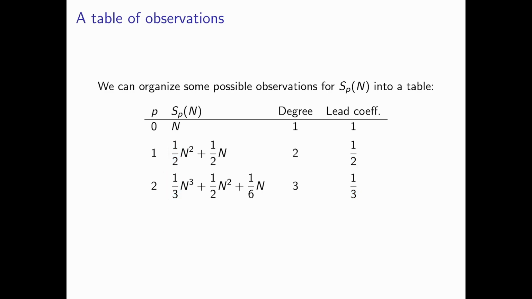Namely that s sub p of n is a polynomial of degree p plus 1, and lead coefficient being 1 over p plus 1. But if we expand this table, maybe we can find even more things that we can look out for when we try to find s sub p of n for higher values of p.